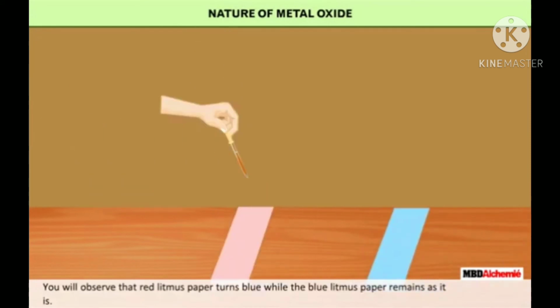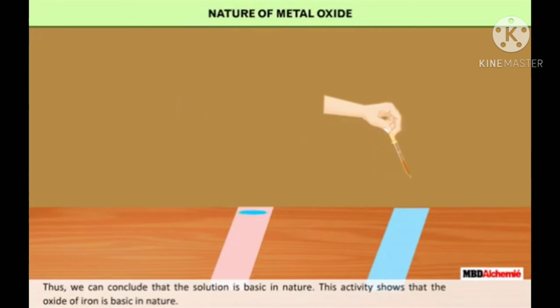You will observe that red litmus paper turns blue, while the blue litmus paper remains as it is. Thus, we can conclude that the solution is basic in nature. This activity shows that the oxide of iron is basic in nature.